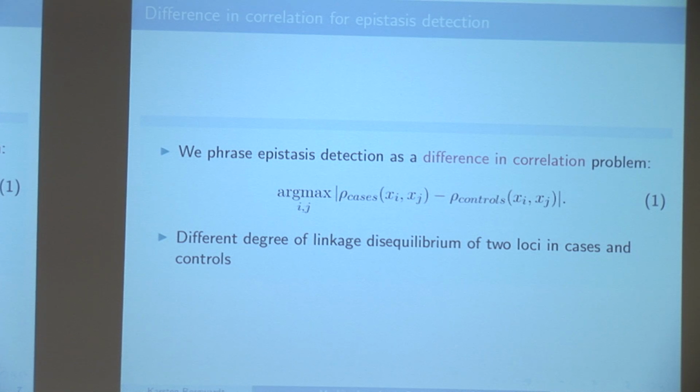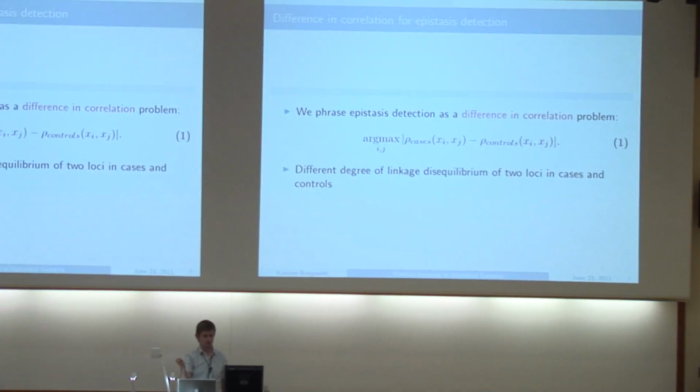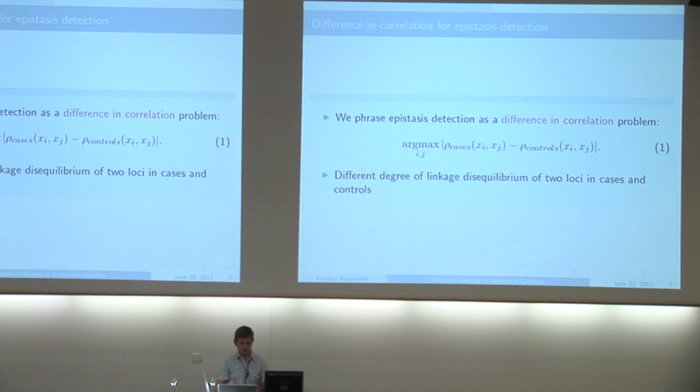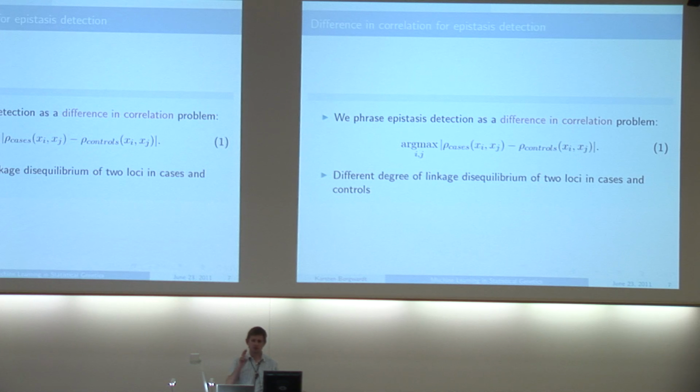As stated before, we assume binary phenotypes, cases and controls. And we now try to find the pair of SNPs for which the difference in correlation between cases and controls is maximal. There's a very plausible biological interpretation of this criterion, which is that there's a different degree of linkage disequilibrium between these two loci in cases and controls. Or in less biological words, if this criterion is large, then the two loci, the two SNPs, tend to be co-inherited either in the persons that have the disease or in the persons that don't have the disease. So this difference in correlation is a good measure to quantify whether certain SNP pairs tend to often co-occur when someone has a particular phenotype.